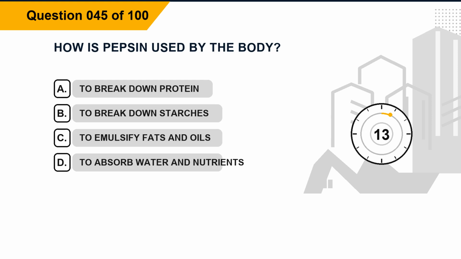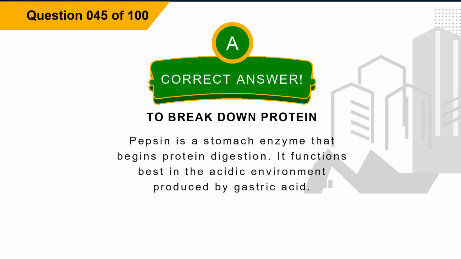Question 45. How is pepsin used by the body? Option A, to break down protein. Option B, to break down starches. Option C, to emulsify fats and oils. Option D, to absorb water and nutrients. The correct answer is option A, to break down protein. Explanation. Pepsin is a stomach enzyme that begins protein digestion. It functions best in the acidic environment produced by gastric acid.